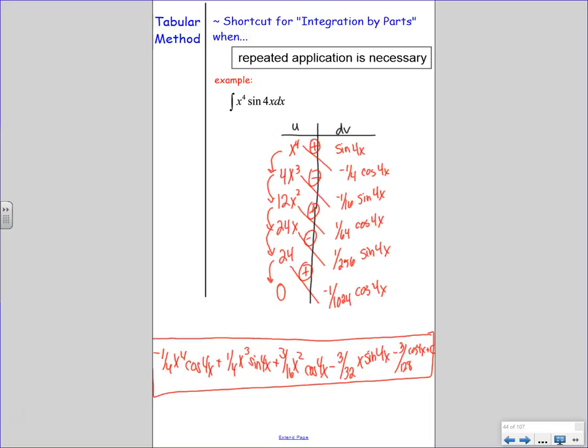It's ultimately doing integration by parts 1, 2, 3, 4, 5 times. Well, 4 times technically, because then you would solve the integral the last time.